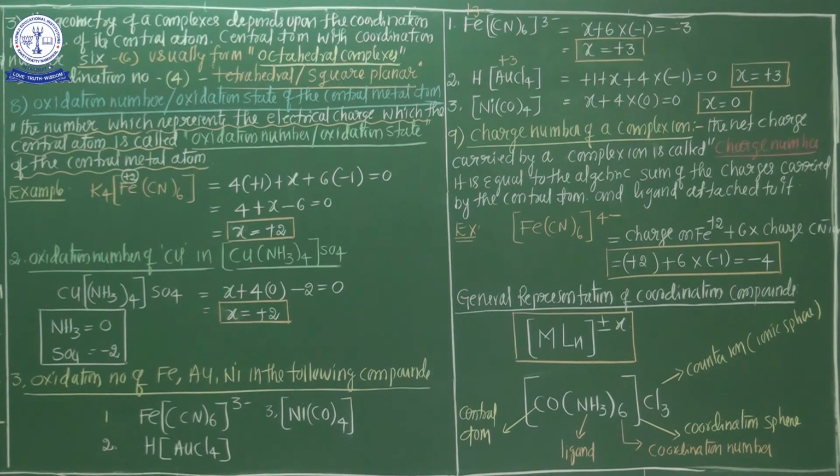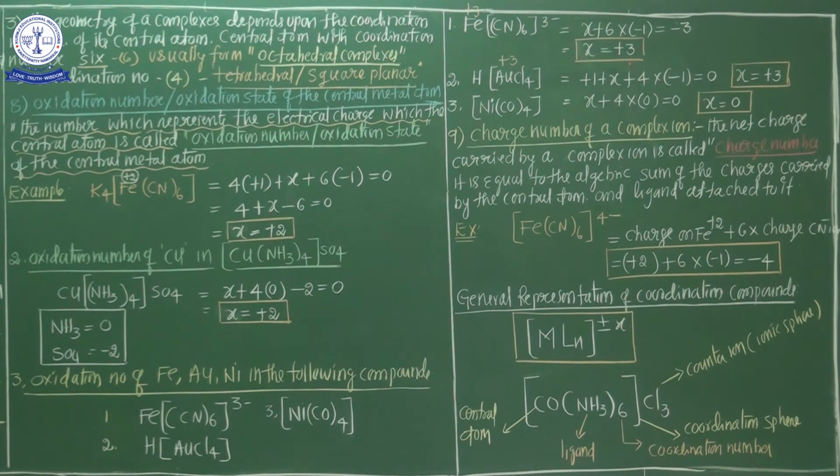Now see here, [Fe(CN)6]3-. Our target is Fe: x plus 6 times cyanide. Cyanide is minus 1, so x plus 6 into minus 1 is equal to the net charge, which is 3 minus, minus 3. So the x value is equal to plus 3. So in iron cyanide, the iron oxidation state is plus 3 and the coordination number is 6.